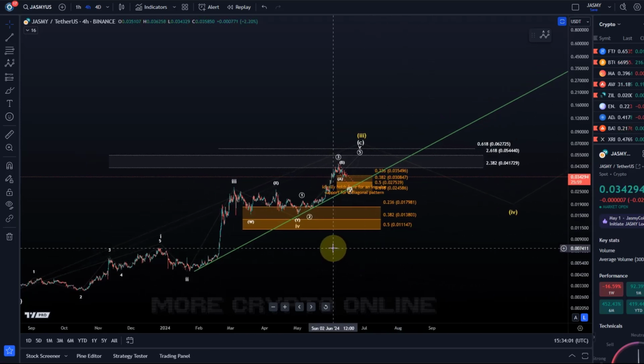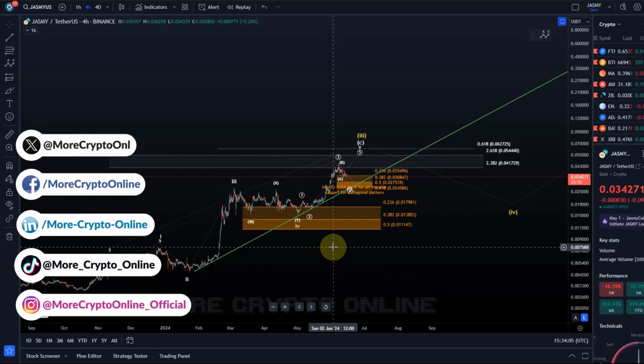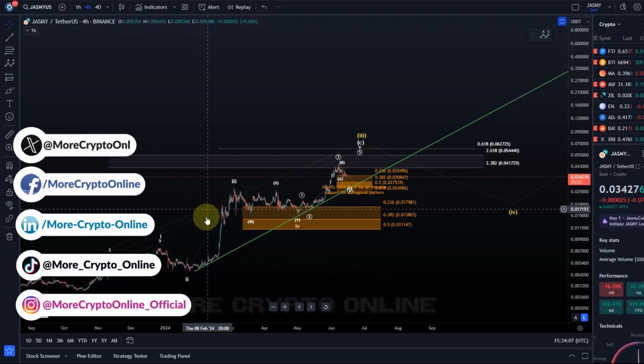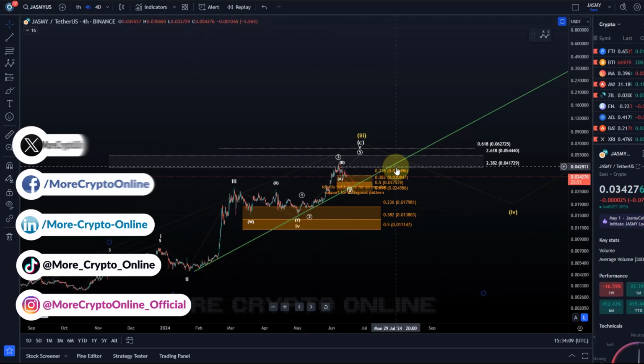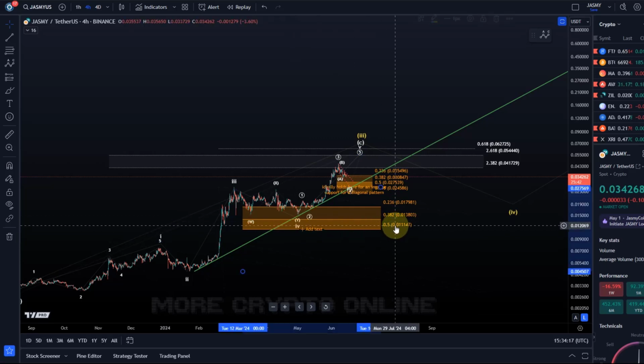Jasmy is definitely in an uptrend at the moment and has been for a while. What I'm tracking here on the 4-hour chart is this ascending trend line. Added this today to the chart because I think it gives us another level of reference together with the relevant Fib levels.